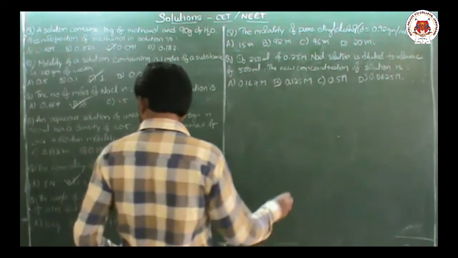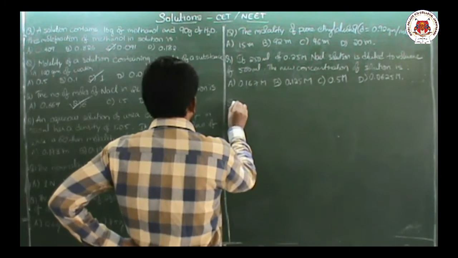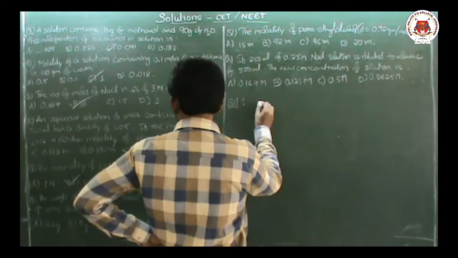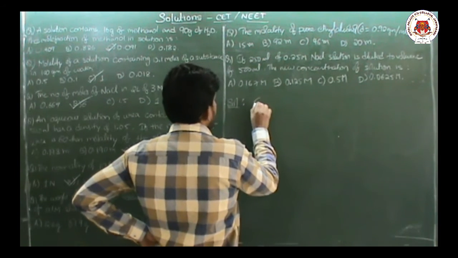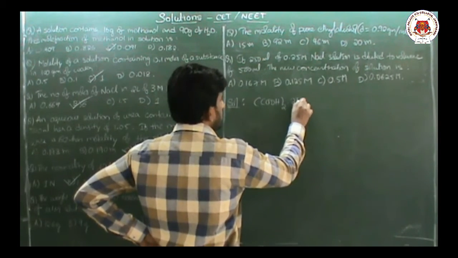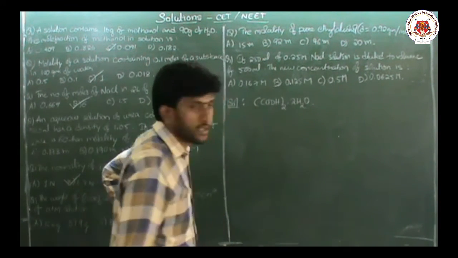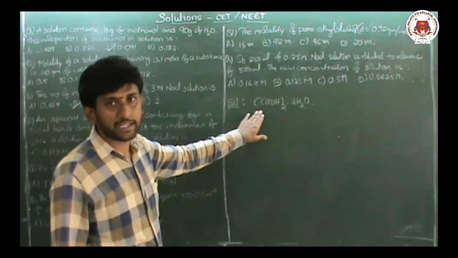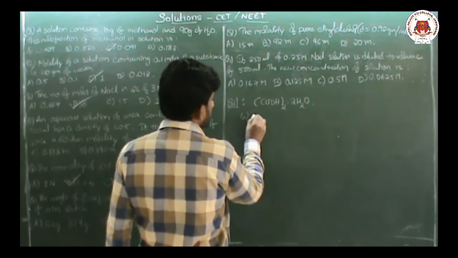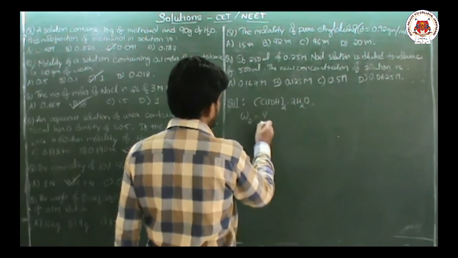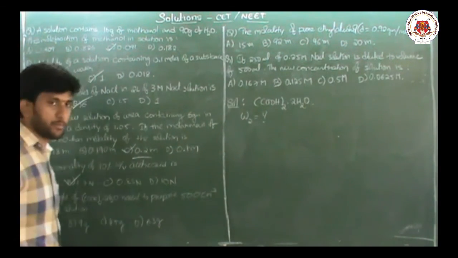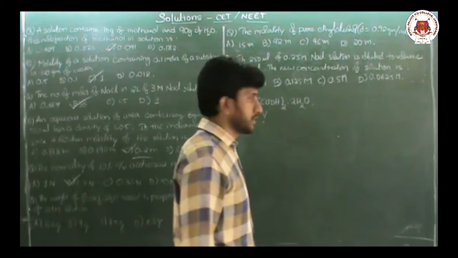Now the weight of the compound is required, and they are asking about molarity. First let us see what this compound is: (COOH)2·2H2O means dihydrated oxalic acid. So what is the weight of this compound that is required to prepare 500 ml of 0.1 molar concentration of the solution?